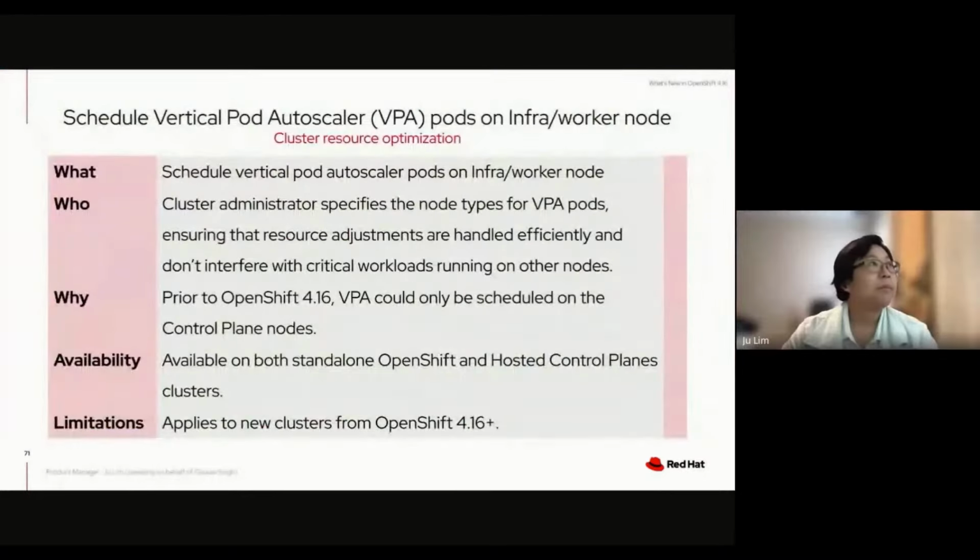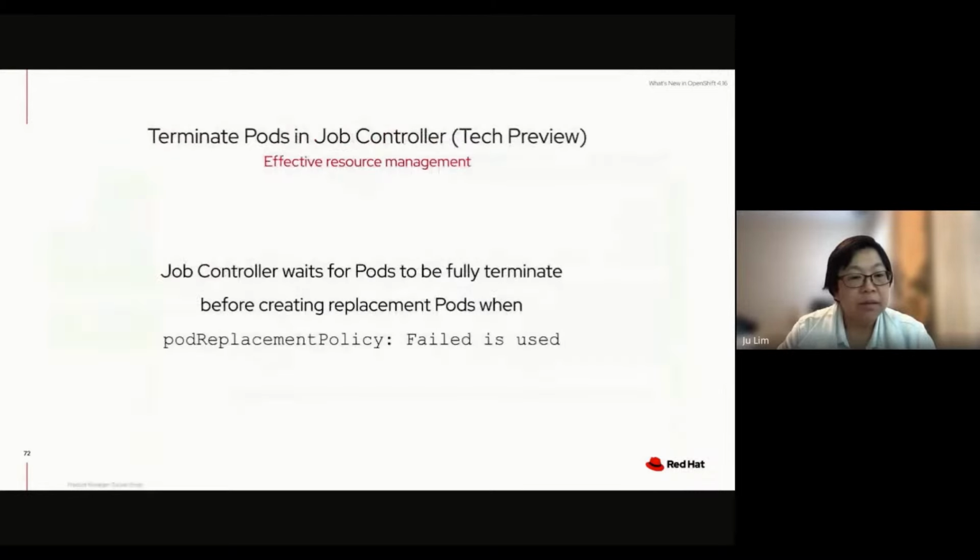Thanks, Mark. Let's take a look at vertical pod autoscaler. So previously, VPA could only be scheduled on the control plane nodes, and in 4.16, we're introducing the ability to schedule VPA pods on infra or worker nodes. And what this means is cluster admins can specify the nodes for VPA pods, ensuring that resource adjustments are handled efficiently and don't interfere with critical workloads running on other nodes. This applies to both standalone OpenShift as well as hosted control plane clusters. Next slide, please.